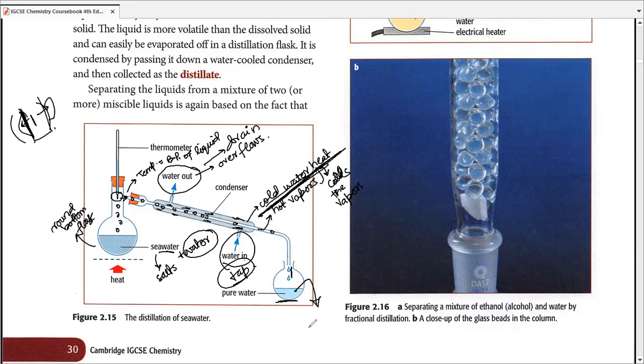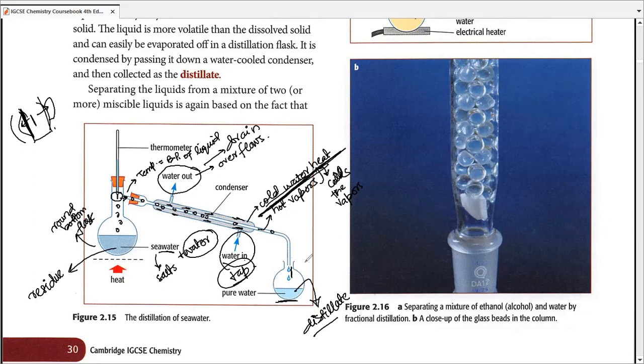Now, there are a couple of things we need to understand. Whatever we get over here, this product is known as distillate. Remember, we had names of products in the filtration process. We have the same here. Whatever we have left over here by the end of the experiment, we call it residue. So it's pretty much similar to filtration. Whatever was left over on the filter paper was known as residue there. Whatever's left over in the distillation or round bottom flask is known as residue over here.